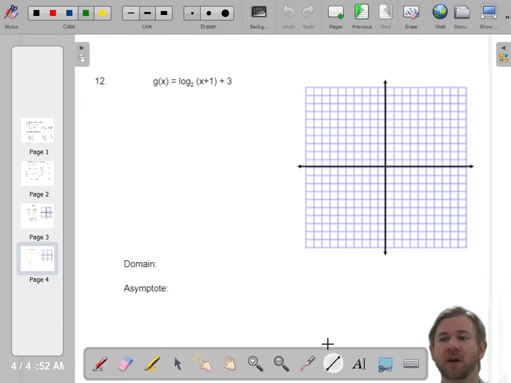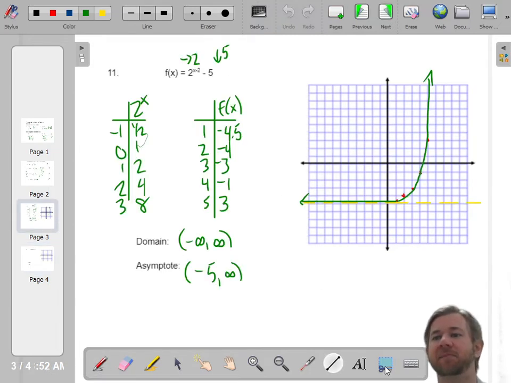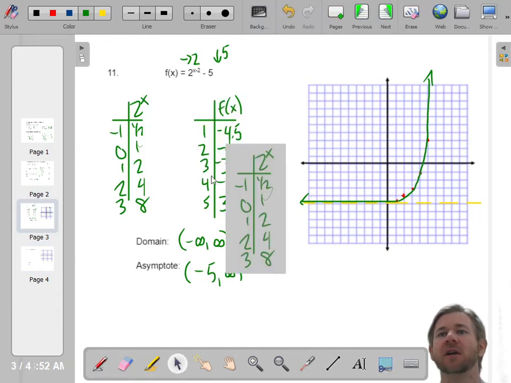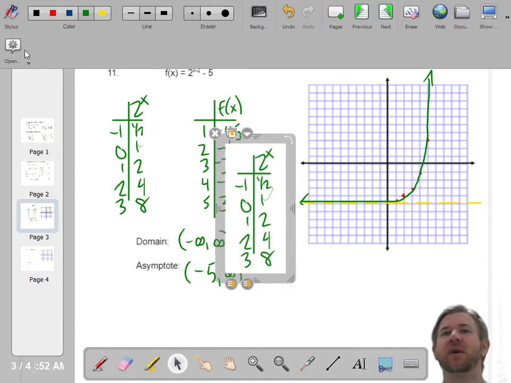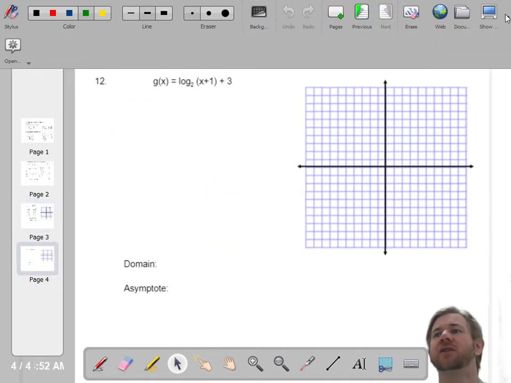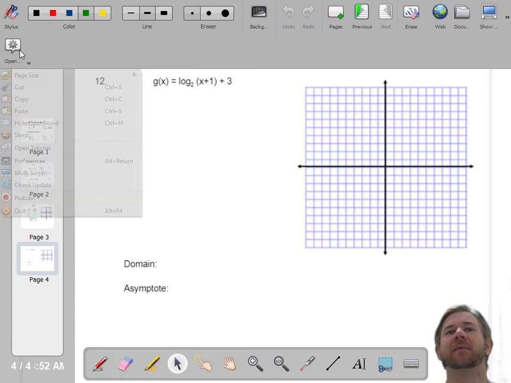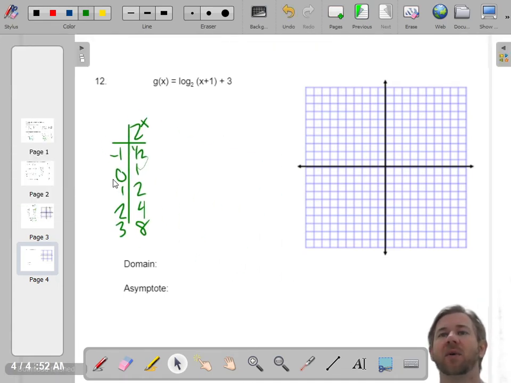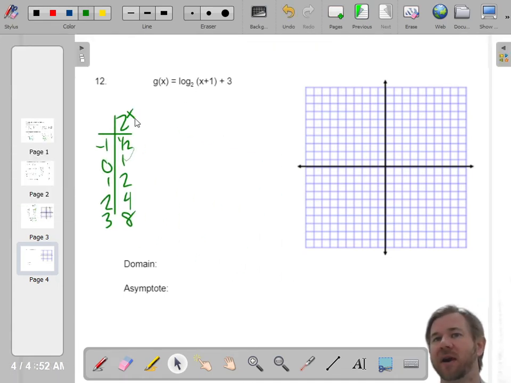This is a base 2 log, so I'm going to start with the exact same parent function. Base 2 logs, I'm going to start with the base 2 exponential parent function. So I'm just copying it. Paste. There we go. That's what I'm starting with. It's a base 2 log. I'm going to graph a base 2 exponent. The next thing I'm going to do is flip it. So I could have just copied that as well.